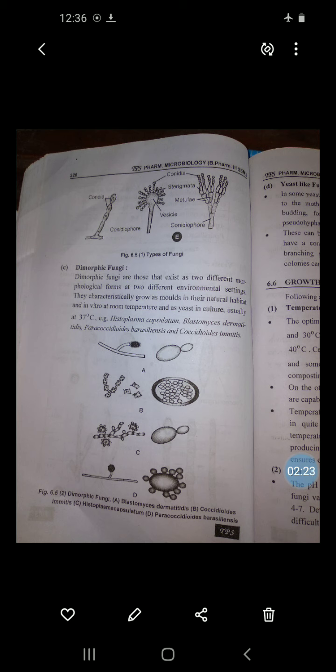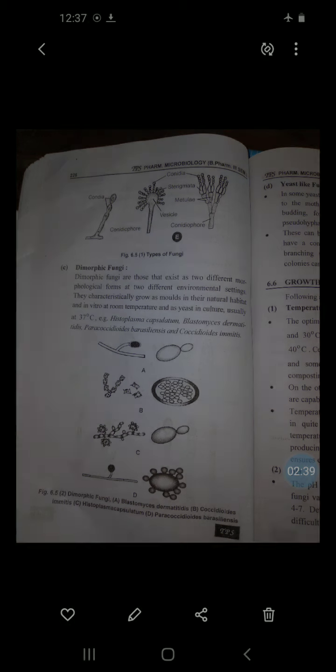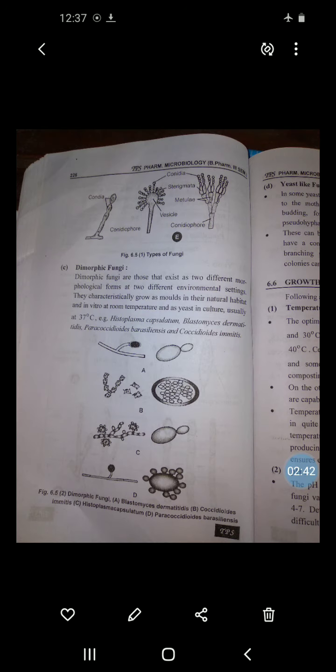Next, yeast-like fungi. In yeast-like fungi such as Candida albicans, the bud remains attached to the mother cell and elongates, which is followed by repeated budding, forming a chain of elongated cells known as pseudohyphae.